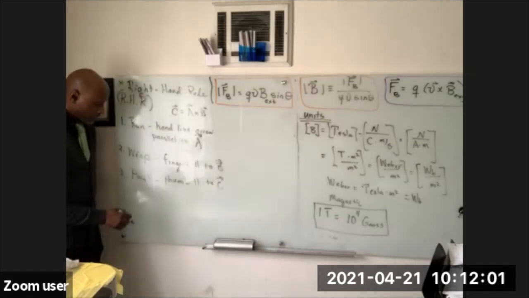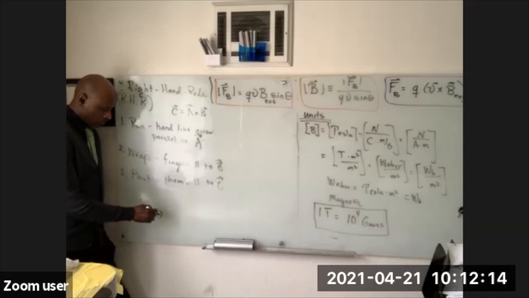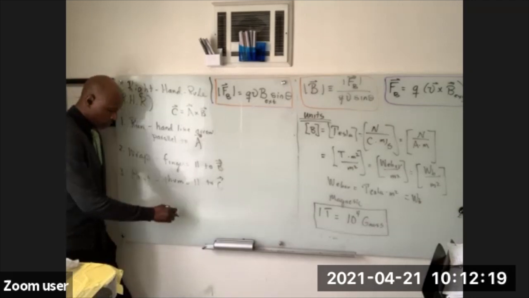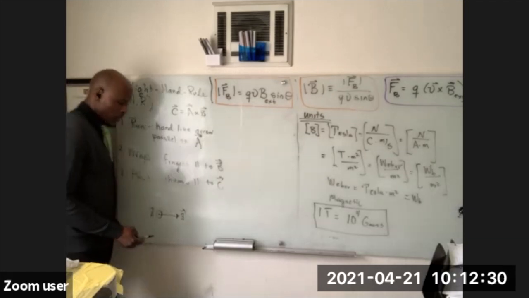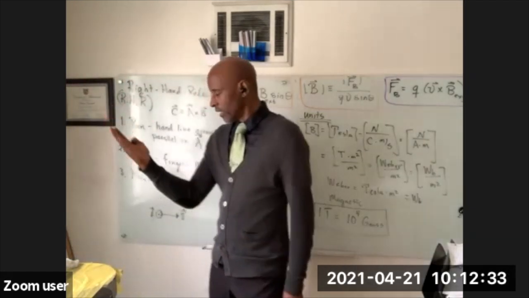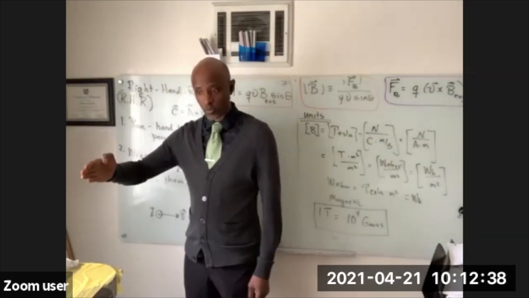So let's say that I have a vector A coming out of the board. B is pointing to the right. Then in order to run my fingers, so take your hand, you place it parallel like an arrow toward A. So run your hand like an arrow toward A.